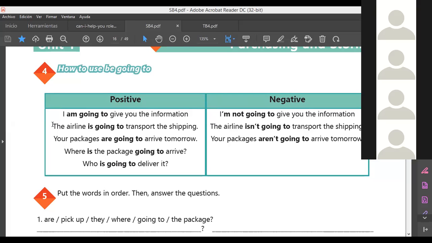So the next one, the airline is going to transport the shipping. The airline isn't going to transport the shipping. For example, if you are sending hazardous materials, or maybe they are delayed, so they are not sending it. Okay, they are not transporting it. Your packages are going to arrive tomorrow.